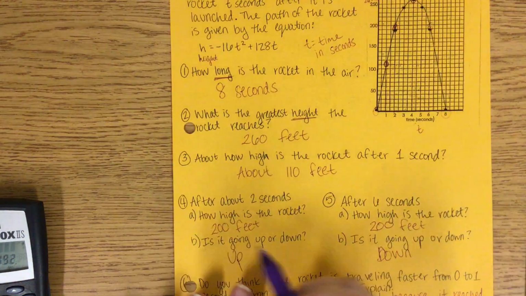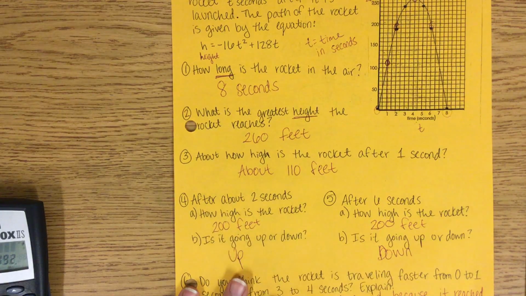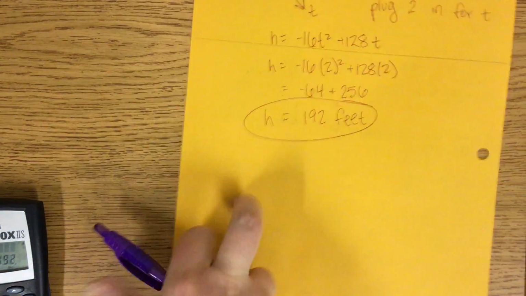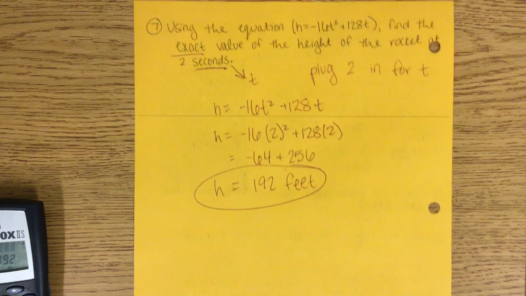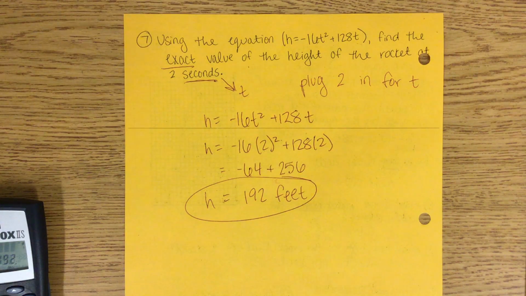And see, it's not off by a lot. Our estimate for 2 seconds was 200 feet. It's not off by a lot, but that's the difference between using the graph and the equation. So if it says exact value, please make sure you're using the equation.